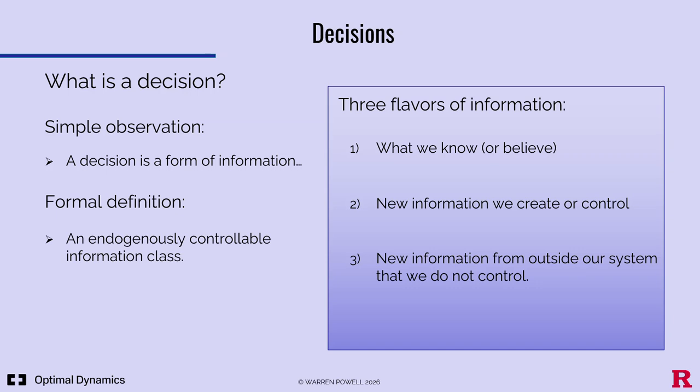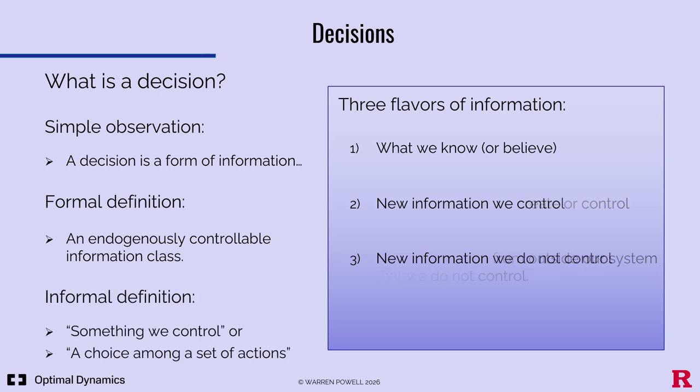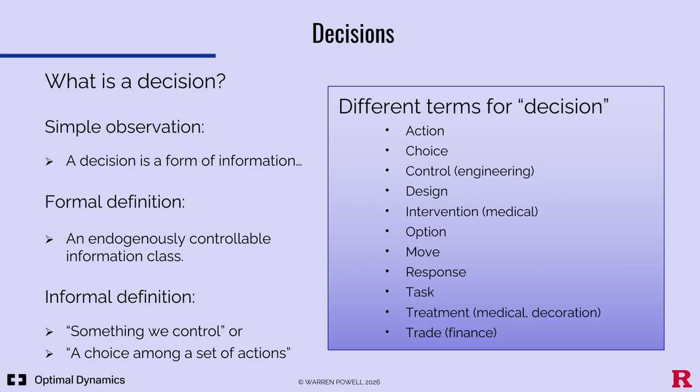Now, a formal definition of a decision is that category 2. So let me offer my definition: an endogenously controllable information class, basically something we control or a choice among a set of actions. This is where we have to make a choice. Now, the word decision comes in many flavors. You can't go into a company or operation, talk to people and say, what decisions do you make?